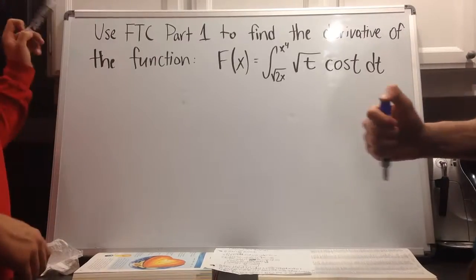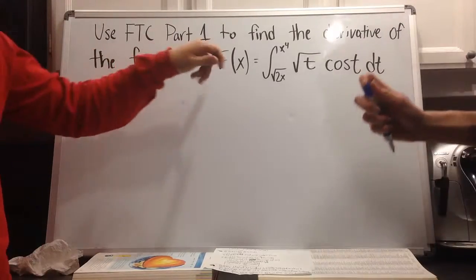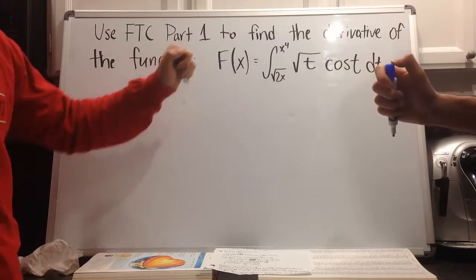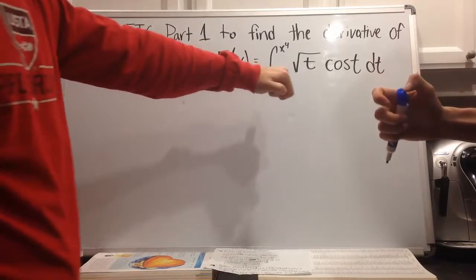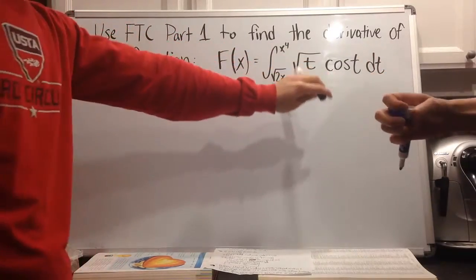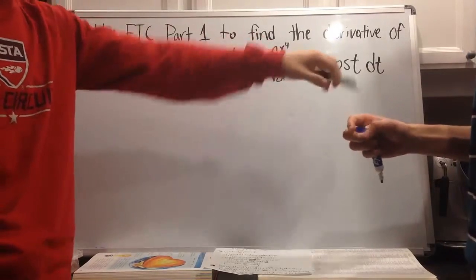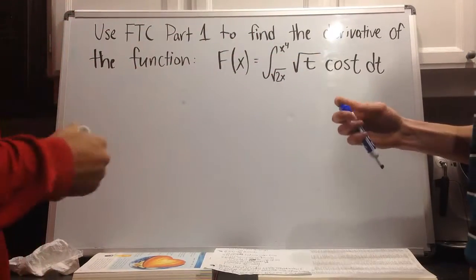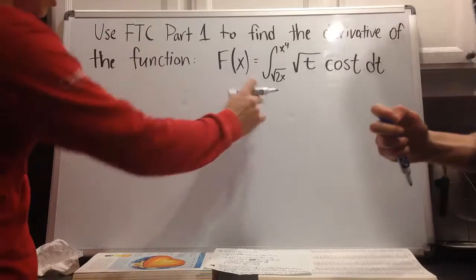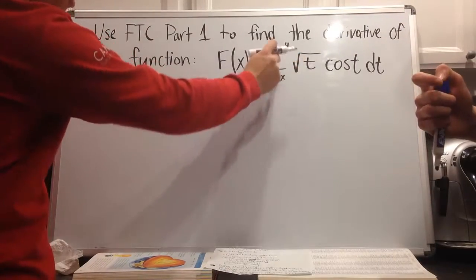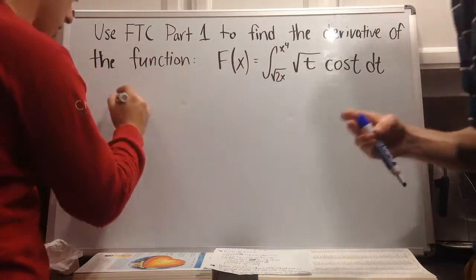Alright, so what we're going to be doing is using the fundamental theorem of calculus Part 1 to find the derivative of the function capital F of x equals the integral from root 2x to x to the 4th of the 4th root of t cosine t dt. So we're going to start with separating. We're going to separate the two, the lower limit and the upper limit.